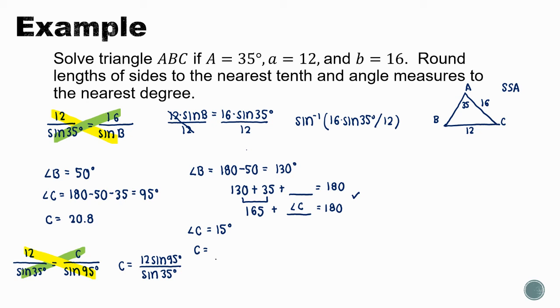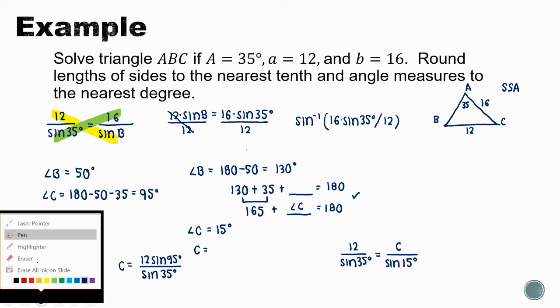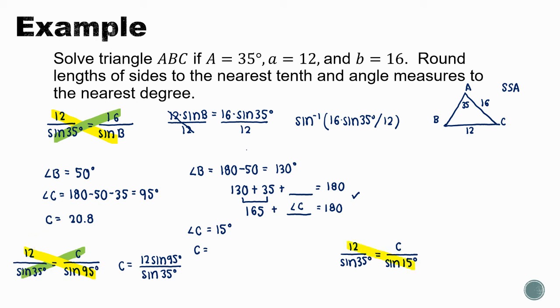So now I just have one more thing to do. I have to find the side length of C for the second triangle. So once again, I'm going to use my 12 over the sine of 35 degrees. This equals, now to find side C, we are using angle C from the second triangle, which is a 15-degree angle. So if we cross multiply here, to get C by itself, we want to take 12 times the sine of 15 degrees, and we'll end up having to divide by the sine of 35 degrees.